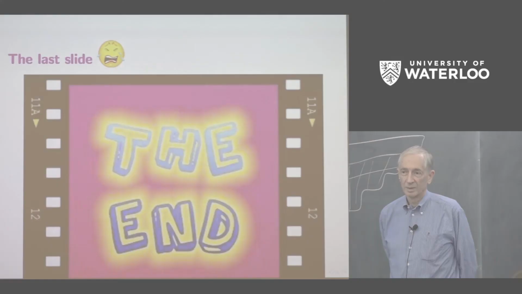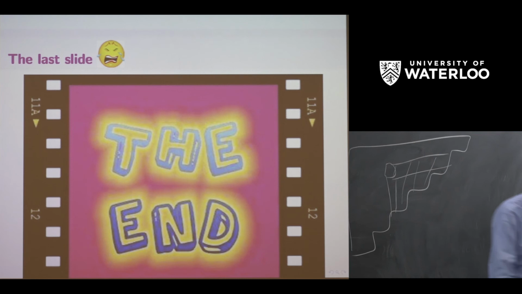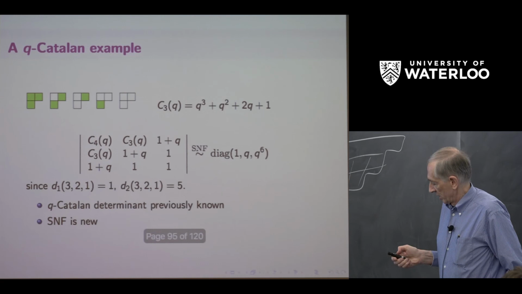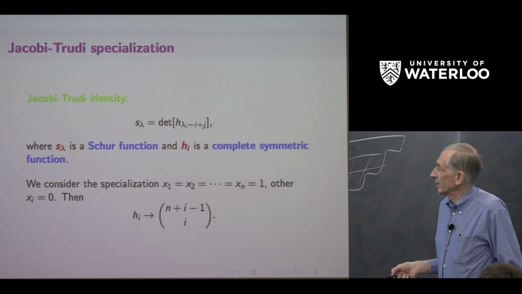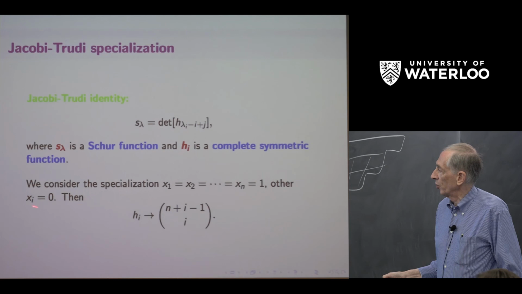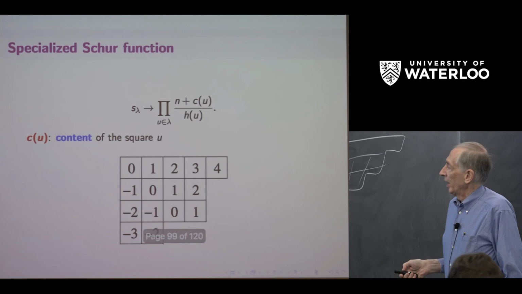Can you tell us a little bit about the hidden Jacobi-Trudi specialization that you didn't have time to talk about? All right. Well, I'll go through this very quickly for the experts on symmetric functions. So here is the Jacobi-Trudi matrix, and its determinant is a Schur function. If you specialize a Schur function so that n variables equal 1 and all the other ones equal 0, that specialization factors in a very nice way. That's the same as specializing the entries h_i to be the binomial coefficient (n plus i minus 1 choose i). And so the determinant becomes this polynomial in n.